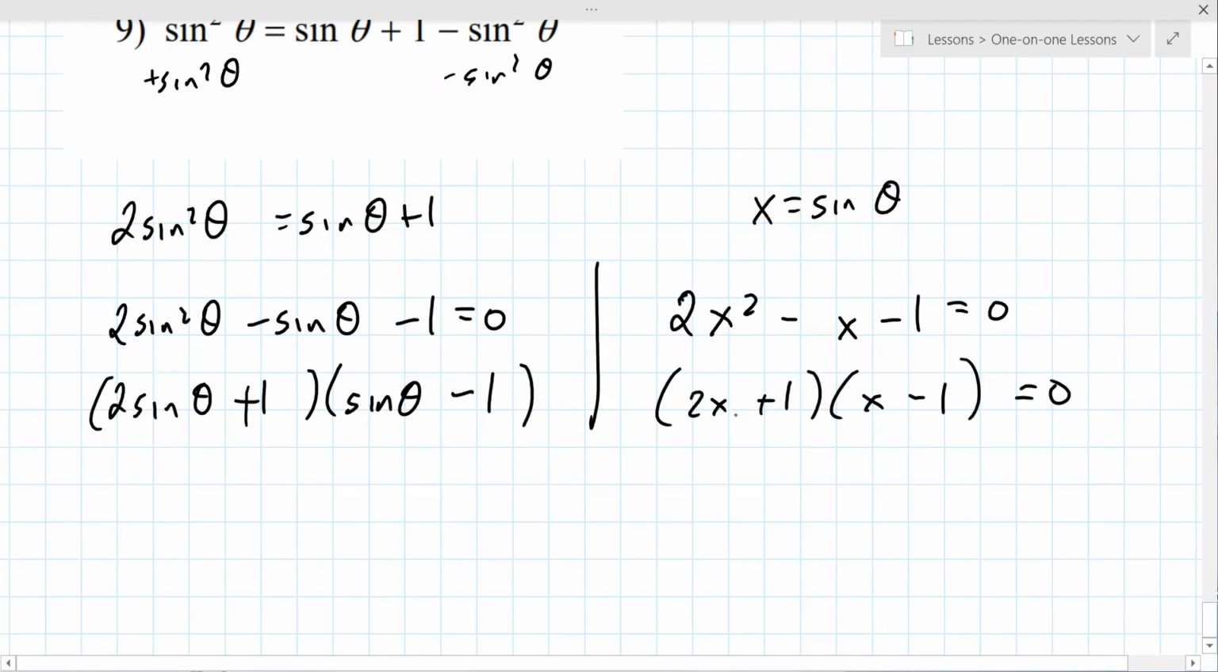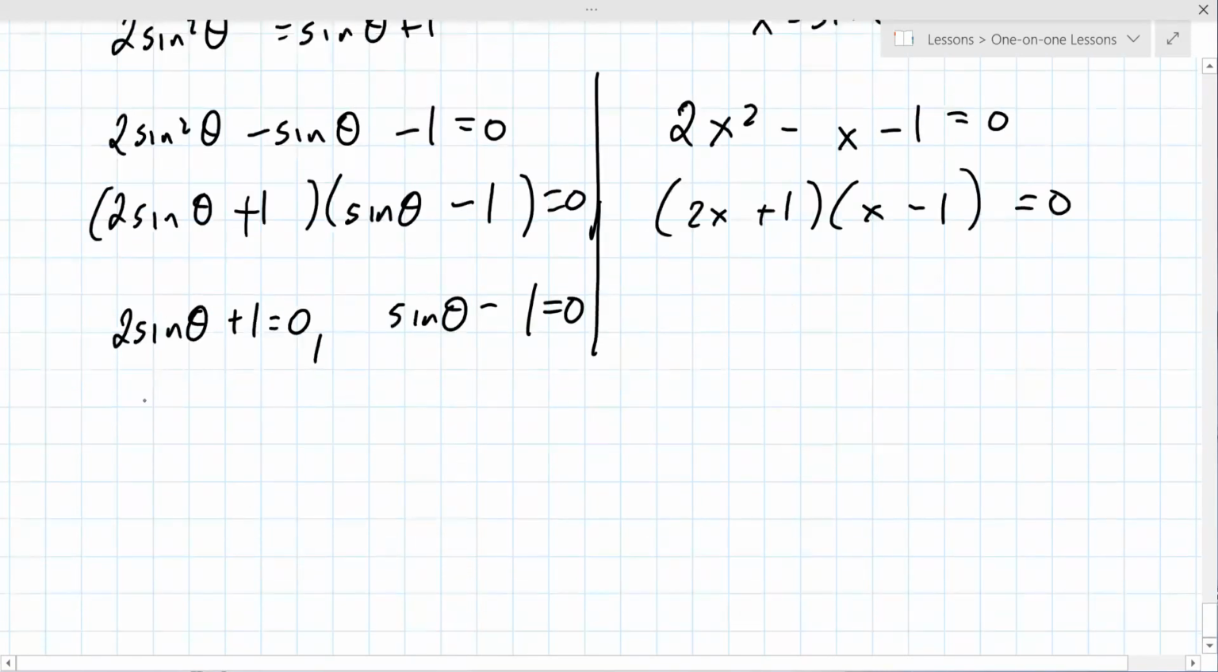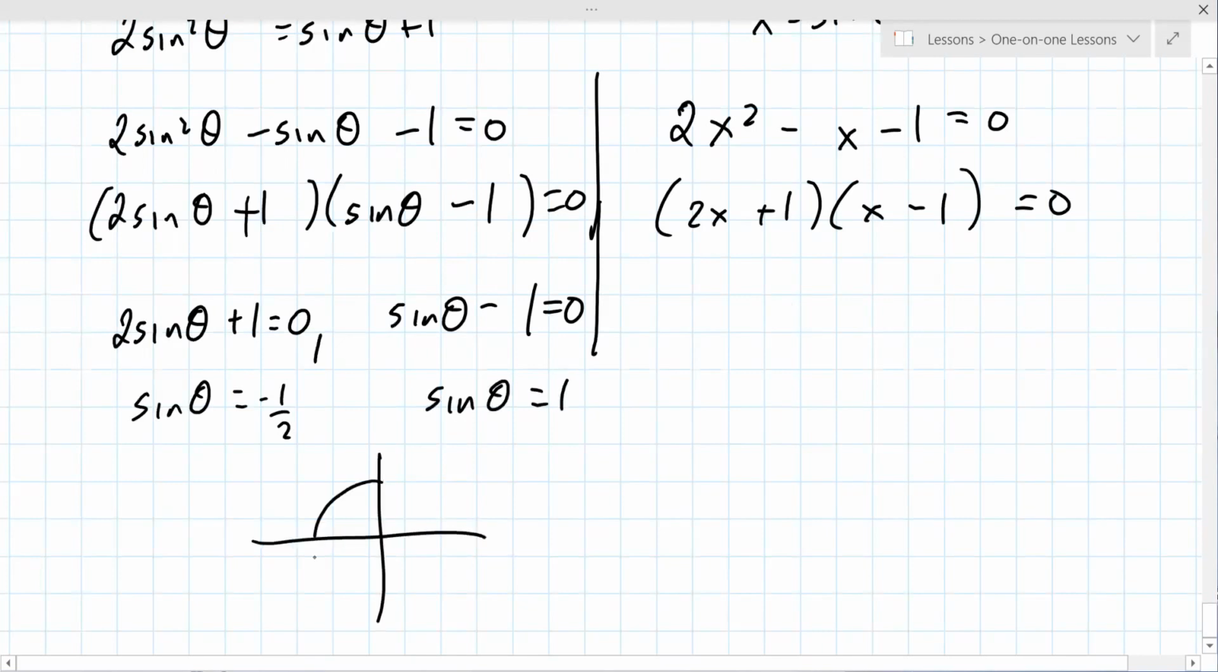If you take calculus, you'll see that back substitution more. But on the left here, you're setting each of these equal to 0. 2 sine theta plus 1 equals 0. Sine theta minus 1 equals 0. And so it's sine theta equals minus 1/2, and sine theta equals 1. So you have to find those values on the unit circle again.